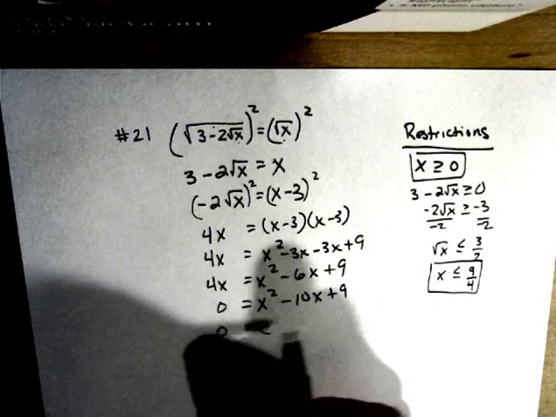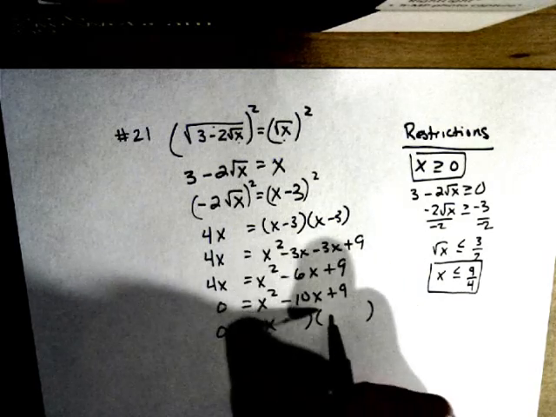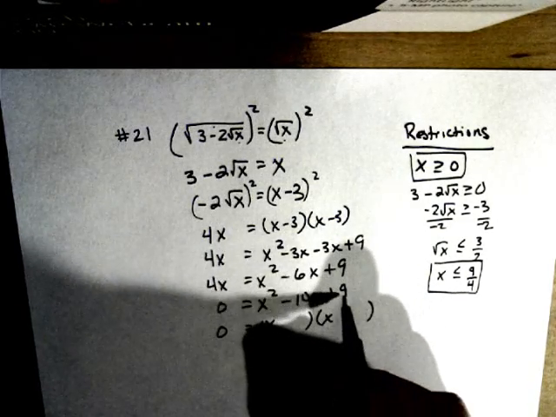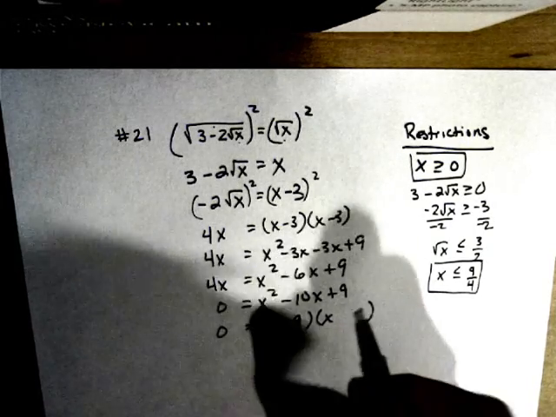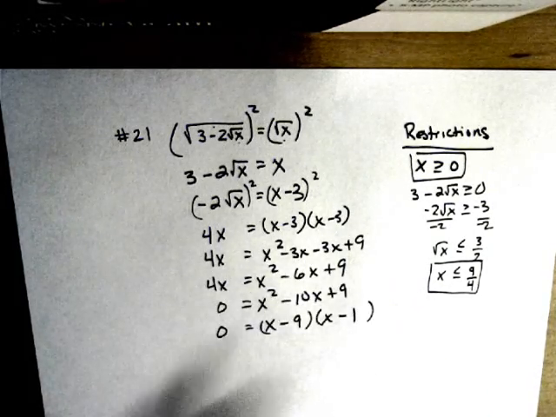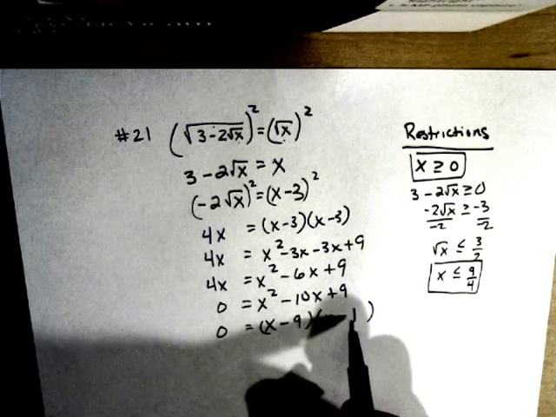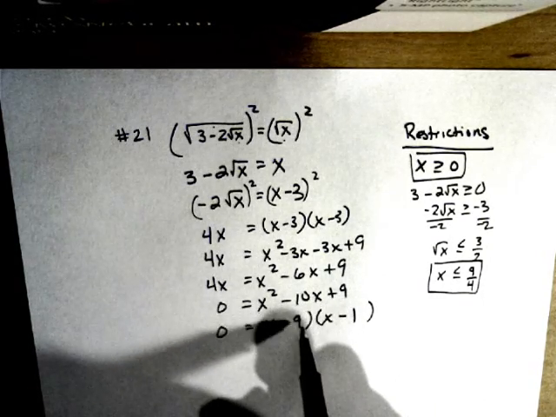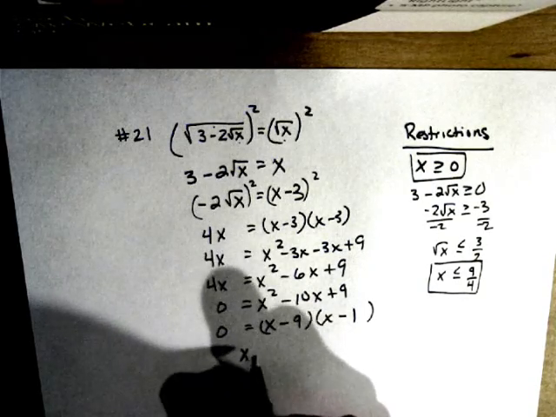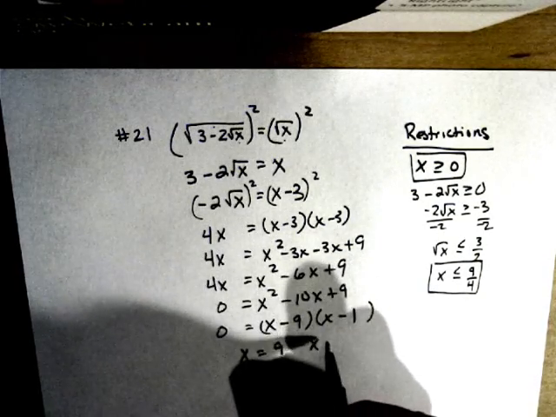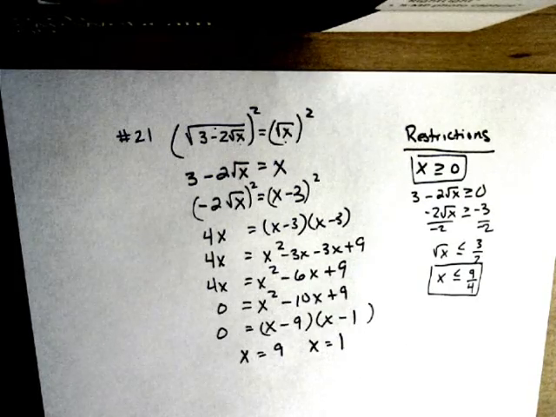At this point, we can now factor, break down the x squared term, break down the 9 into its factors that add to negative 10, negative 9 and negative 1. Negative 9 times negative 1 is 9, and negative 9 plus negative 1 is negative 10. So x is equal to 9, and x is equal to 1.